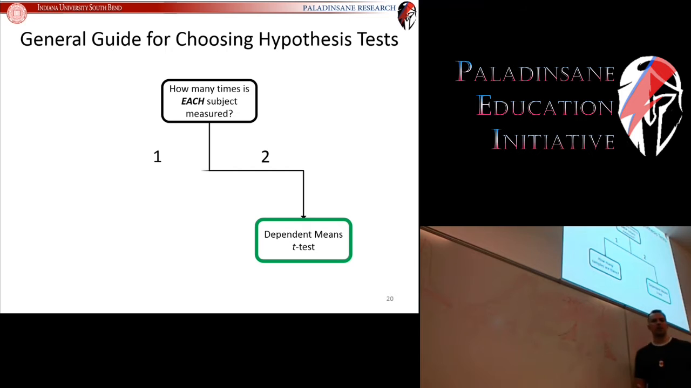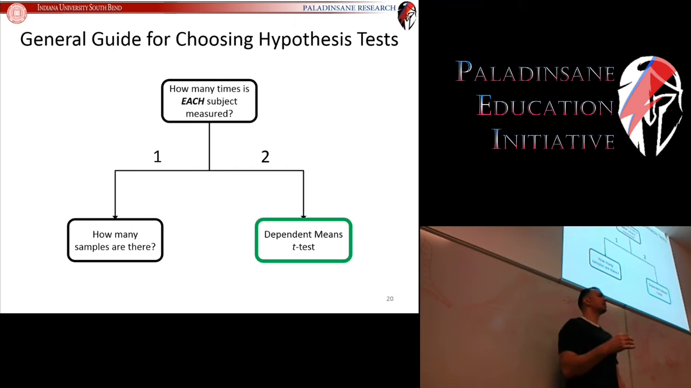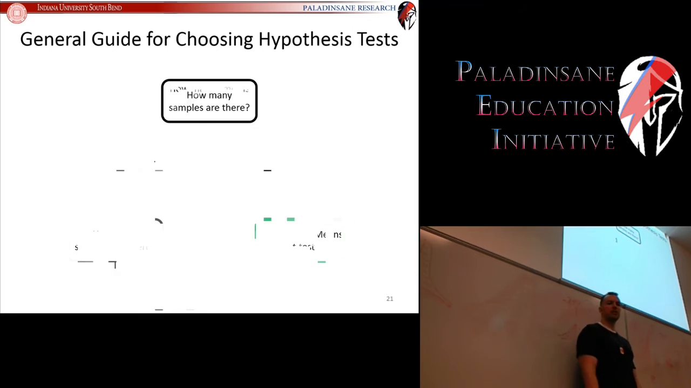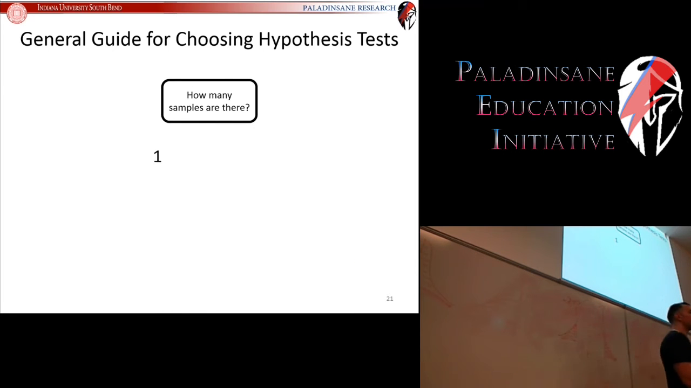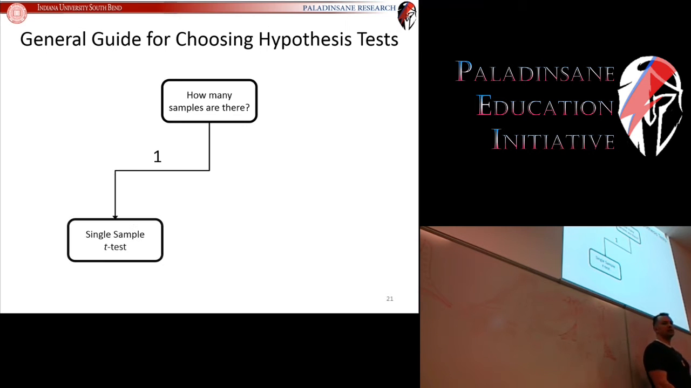If they're only measured once, the last thing you've got to ask yourself is how many distinct samples are there in your experiment. If there's only one sample, one group of subjects, and they were treated all the same way, then that is a single sample t-test, and you're done. So Harlow's monkeys were all measured once. How long did they spend with the terry cloth mother? And all of them were treated the same way.